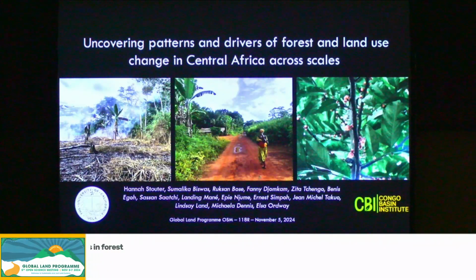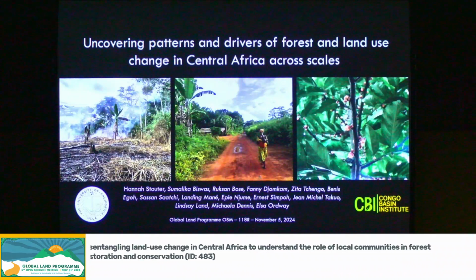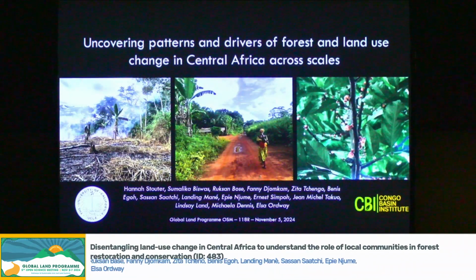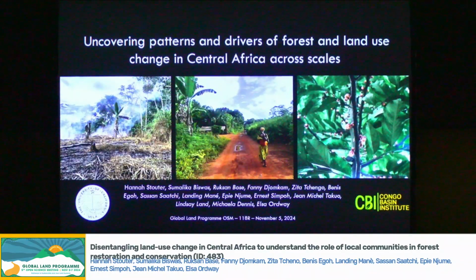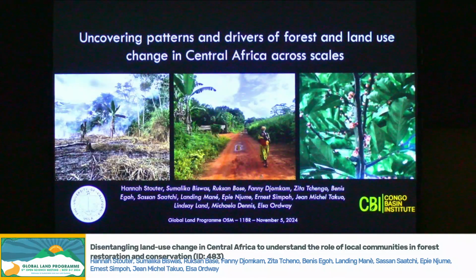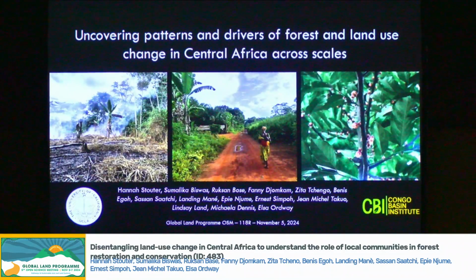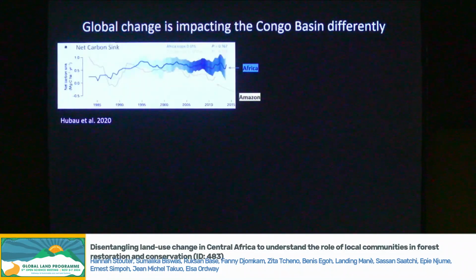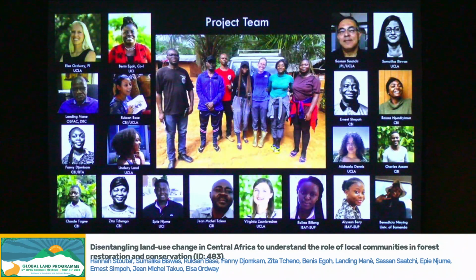So thanks for the opportunity to present today. I'm Hannah Stouter, and I'm a PhD student at UCLA, and I'm going to be presenting on work we've been doing to look at patterns and drivers of forest and land cover change in Central Africa across a few different scales. This project has really been a huge team effort, and I just want to shout out the whole team, both collaborators in California and in Cameroon that we've been working with to really make this project happen.